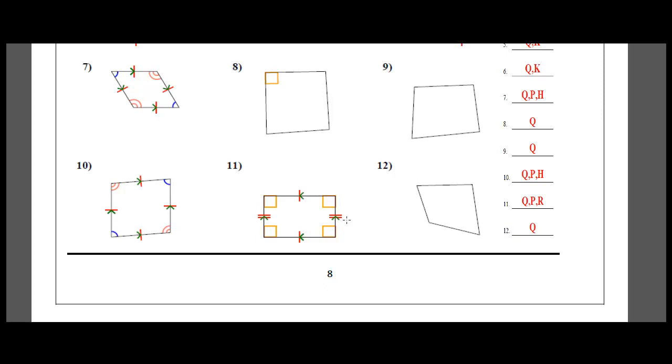Question 11. Each opposite side is parallel and equal, so we call it parallelogram. And of course, it's a 4-side shape, so we call it quadrilateral. Then here we have right angle, so it's a rectangle directly. Okay, if all the sides are equal, we will call it a square. Question 12, we don't have any equal or parallel sides or angles, so we call it just quadrilateral.